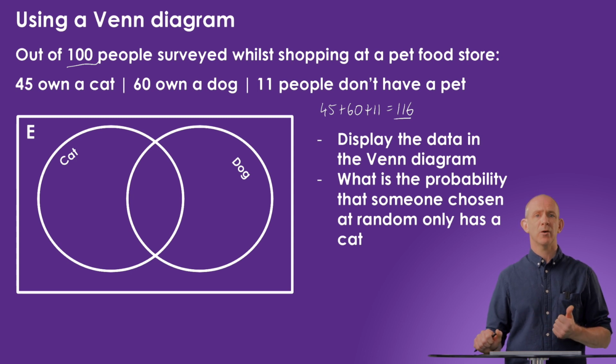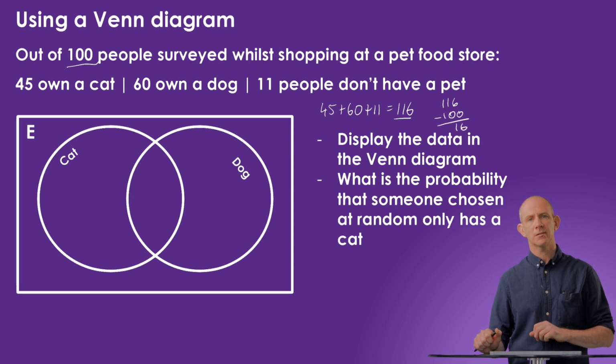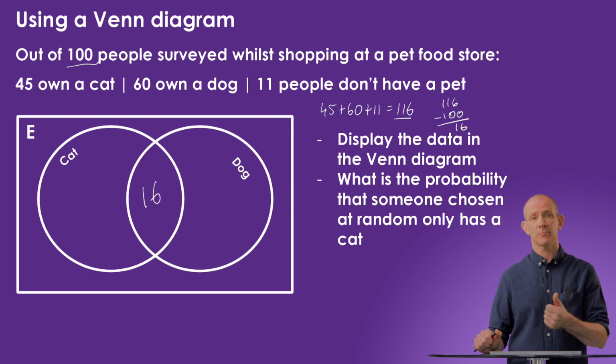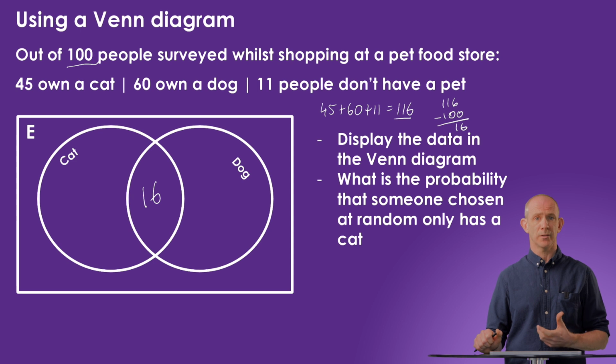The only possible solution is that some people must have both a cat and a dog. The way to work out how many is to look at how many over the total surveyed the numerical total is. In this case, there are 16 more responses than there are people in the survey, so 16 must have both a cat and a dog. And they'll go in the intersection. This is the reason we'll use a Venn diagram.